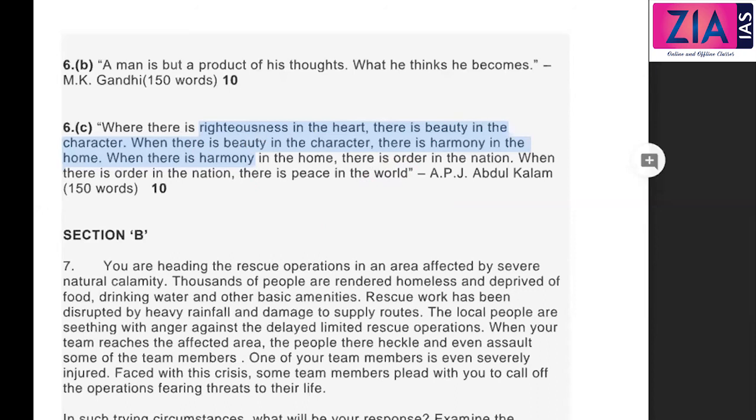Okay, so where there is a righteousness in the heart, that leads to beauty of character. Now in general also, whenever you're getting an ethics related essay question, there's a very beautiful statement which you can write. This beautiful character leads to harmony in home, and then nation, and then the world.